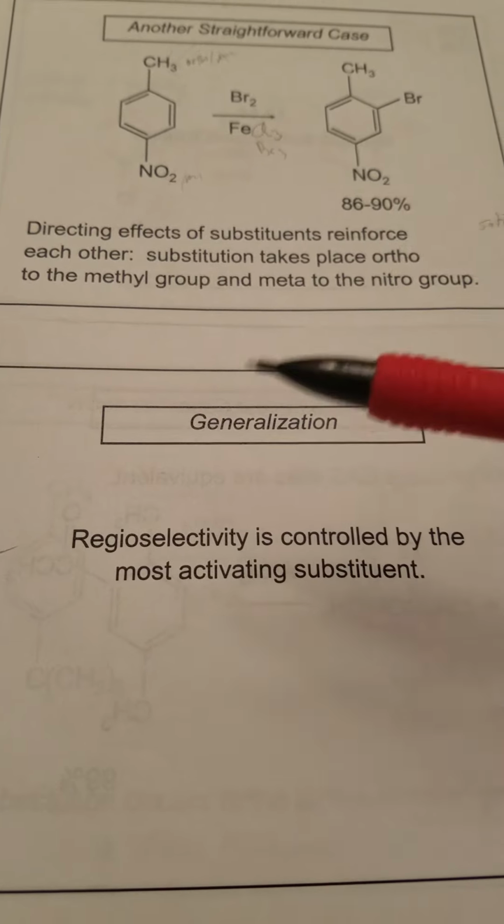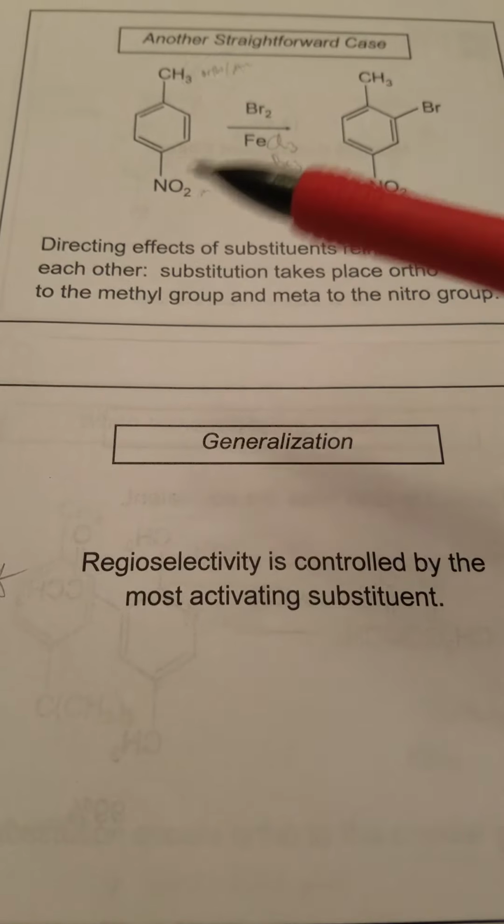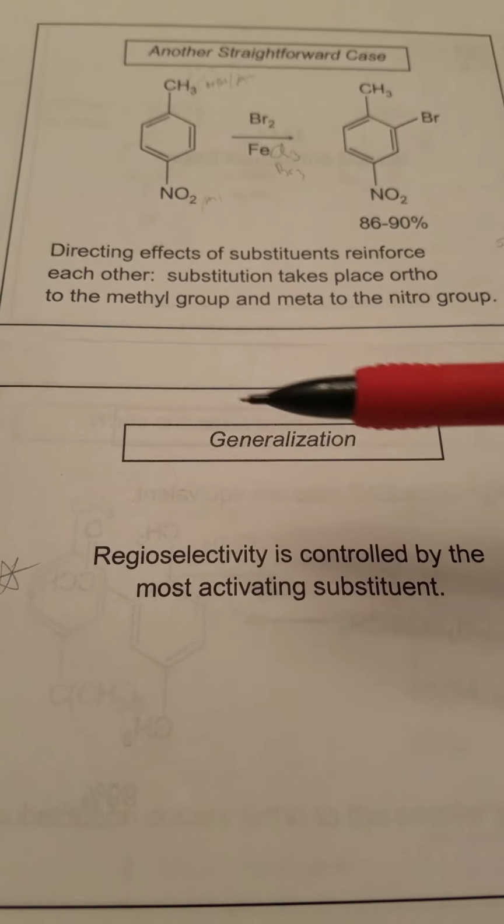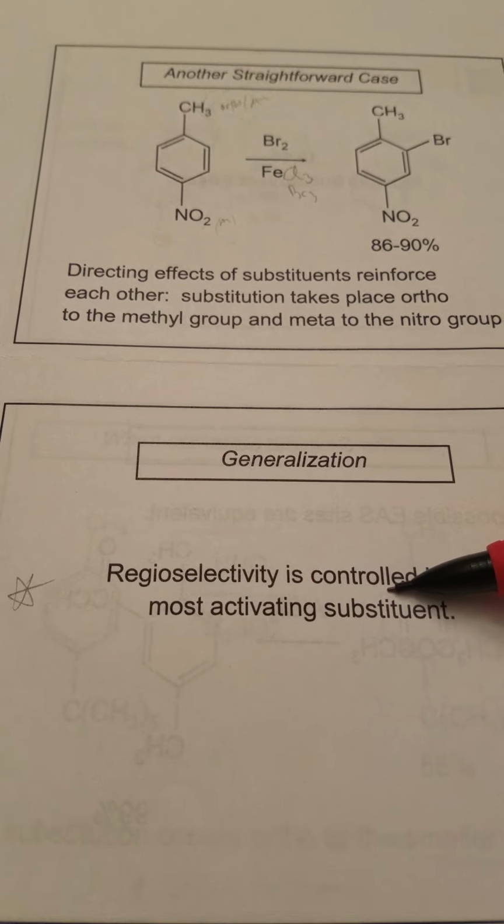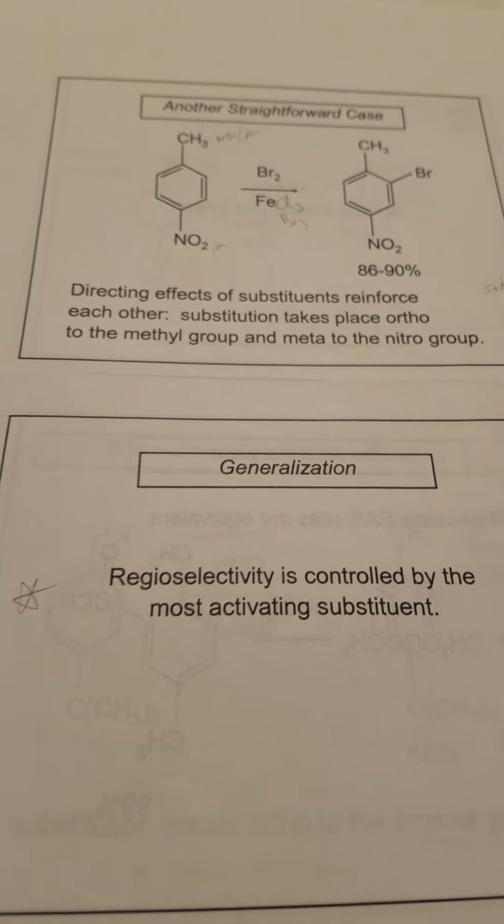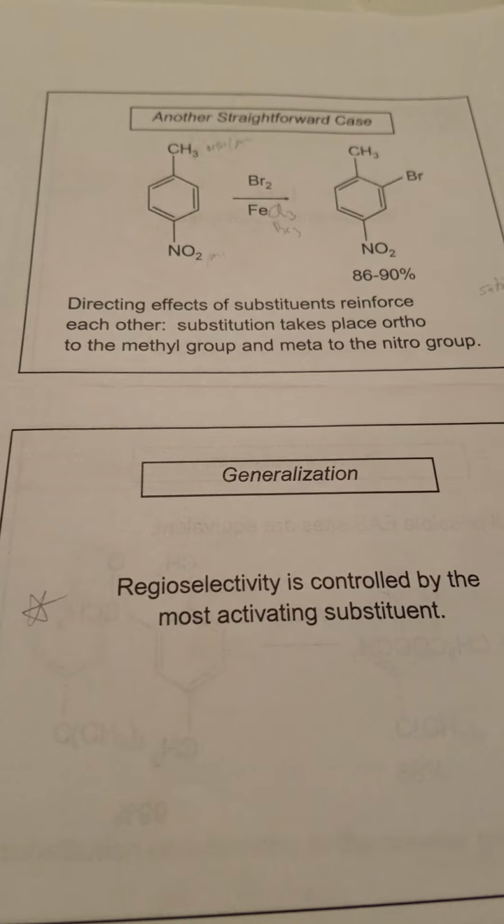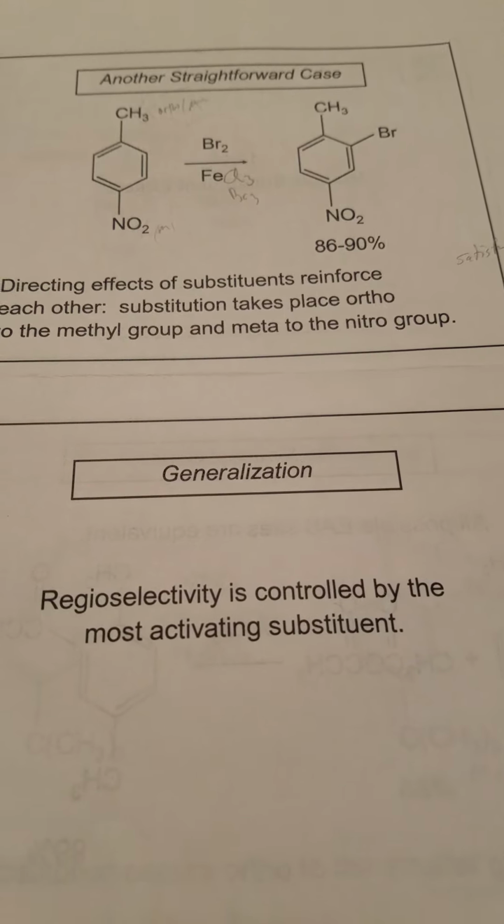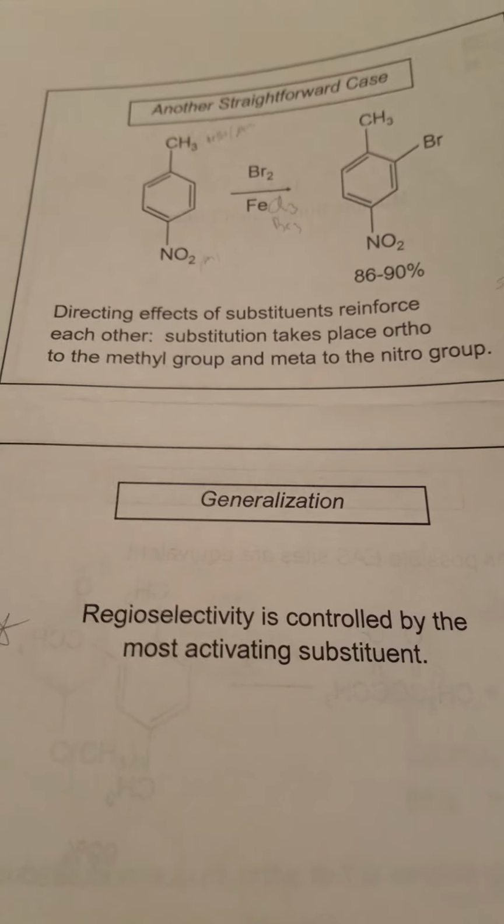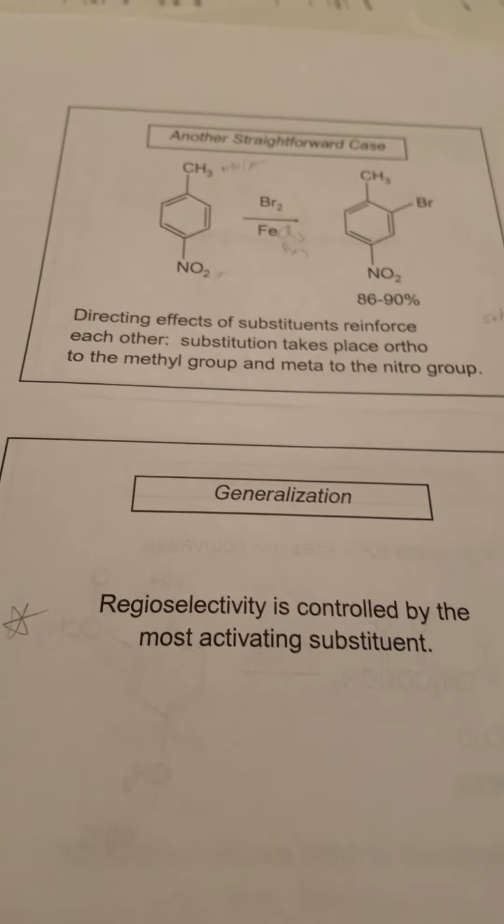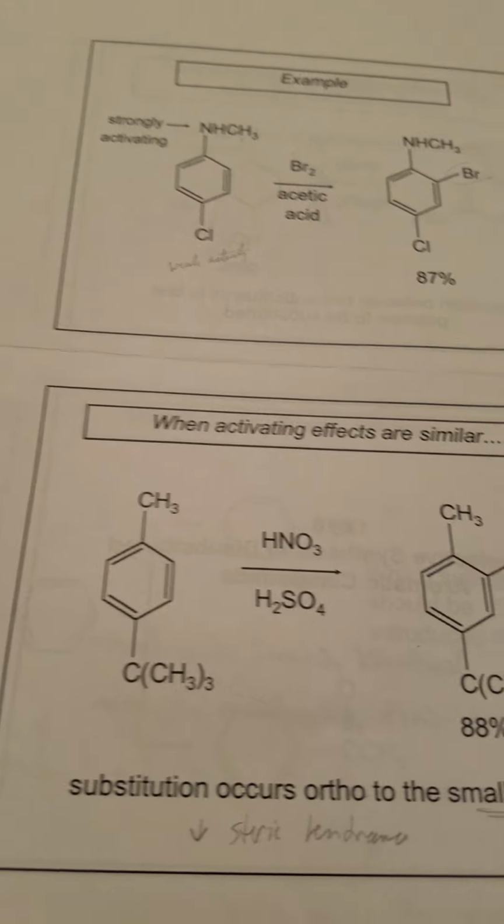If you have to make a decision between what things go where, then whatever is the more strongly activating substituent takes precedence over anything else. So basically look at the chart. The higher it is on the chart, the more strongly activating, that takes precedence over a group that's below it somewhere. So if there's not equal positioning, then you'll have to go by that particular method.